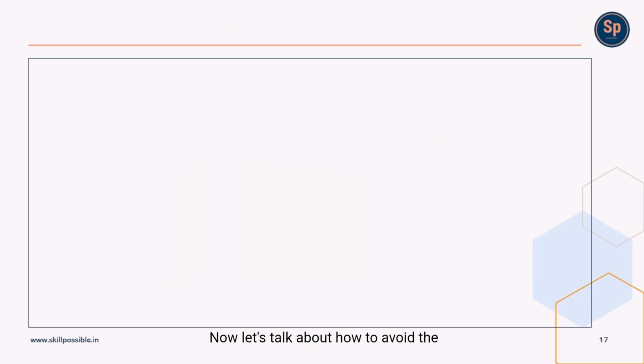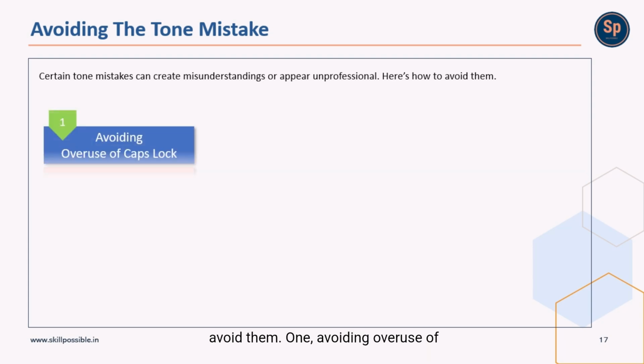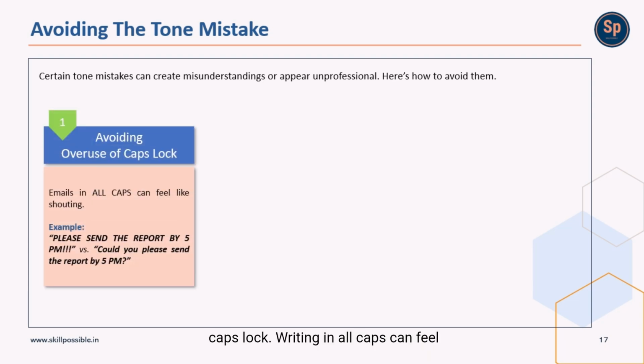Now let's talk about how to avoid the tone mistakes. Even with the best intentions, the tone of your email can sometimes be misunderstood. Let's look at a few common tone mistakes and how to avoid them. 1. Avoid overuse of caps lock. Writing in all caps can feel like you're shouting, even if you don't mean to. Let's look at 2 examples here.